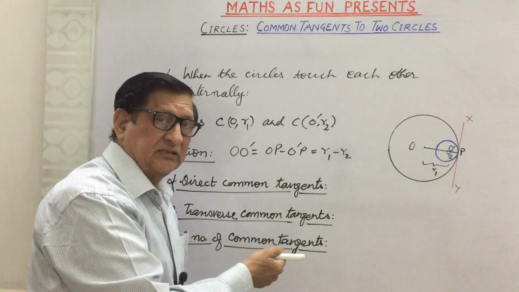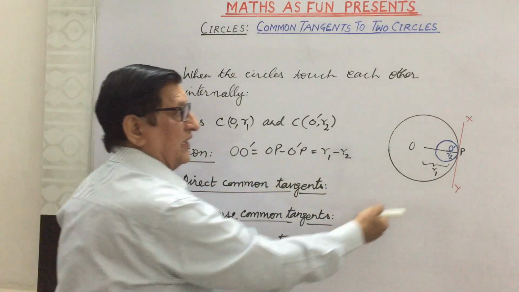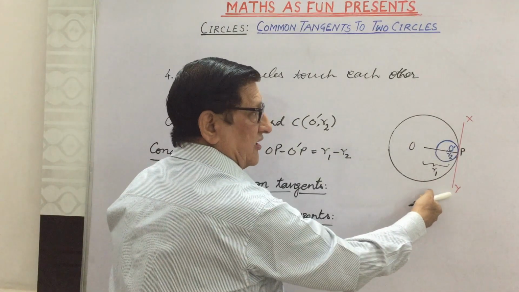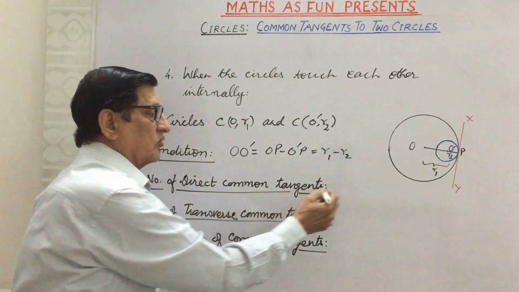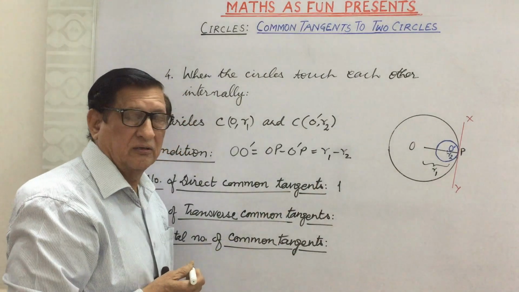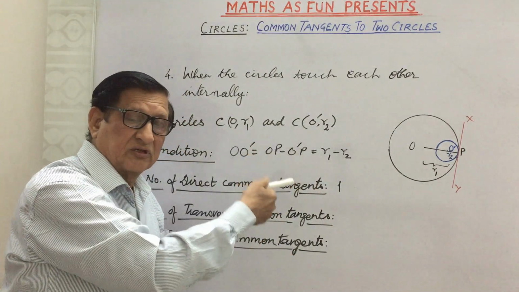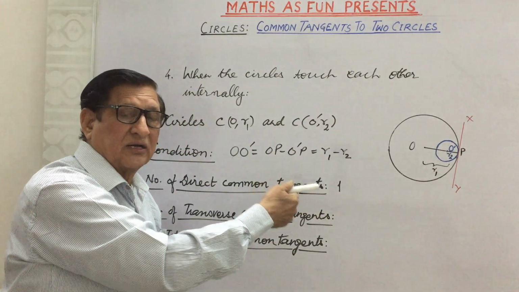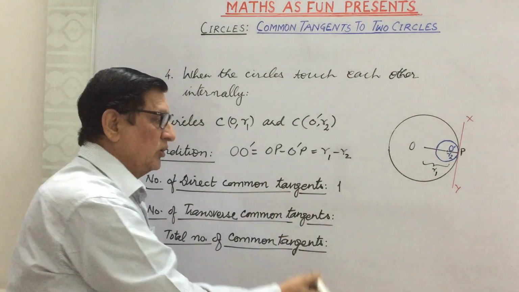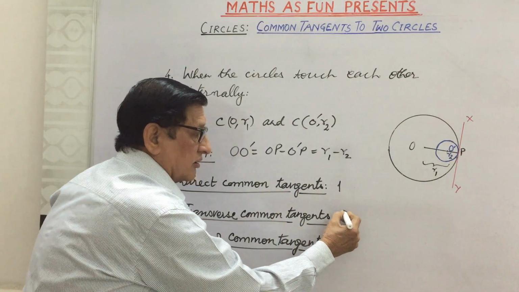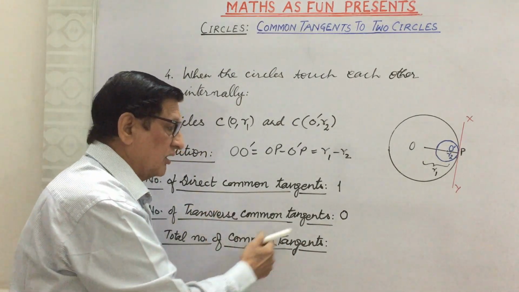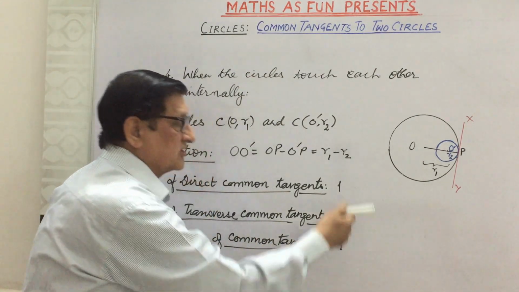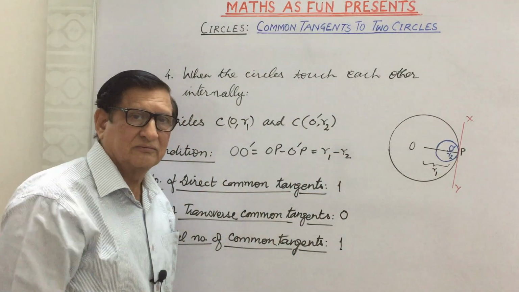What about the common tangents? See, the direct common tangent is only one, that is XY, which is touching at P. So the number of direct common tangents is only one. Can we have any indirect or transverse common tangent? No. So the number of transverse common tangents is 0. It means the total number of tangents in such case is only 1.